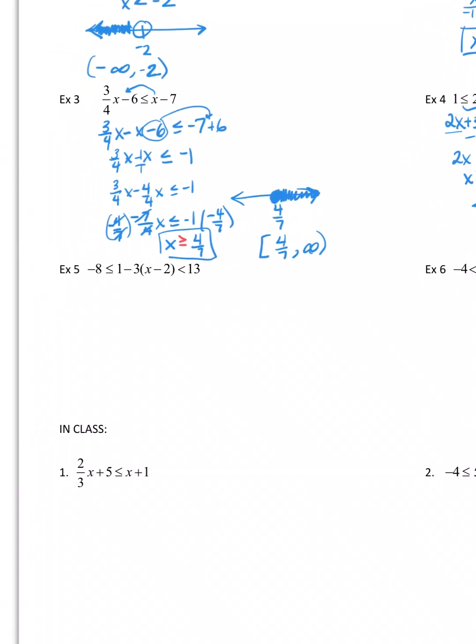All right, this one's kind of messy, isn't it? Let's get rid of the stuff going on in the middle first. So negative 8 is less than or equal to 1 minus 3x minus 6. Or no, plus 6, my bad. Plus 6 less than 13. Combine like terms here.